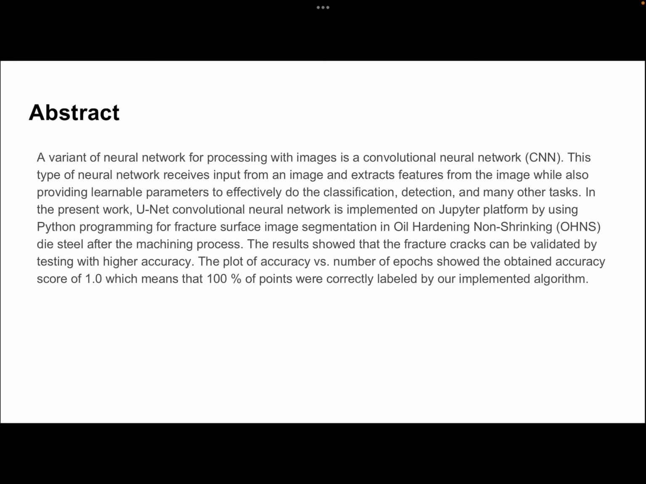So we have simulated our code in Jupyter platform by using Python programming, and the results showed that the fracture cracks can be validated by testing with higher accuracy.